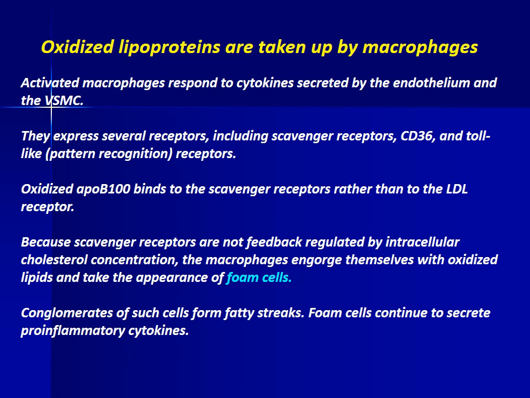Oxidized ApoB100 binds to the scavenger receptors rather than to the LDL receptors. Because scavenger receptors are not feedback regulated by intracellular cholesterol concentration, the macrophages engorge themselves with oxidized lipids and take on the appearance of foam cells. Conglomerates of such cells form fatty streaks. Foam cells continue to secrete pro-inflammatory cytokines.